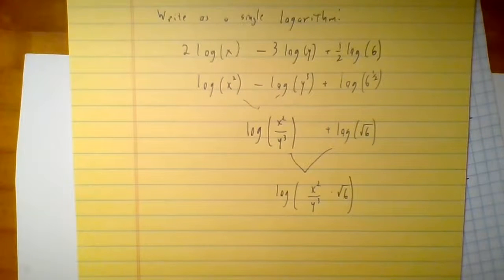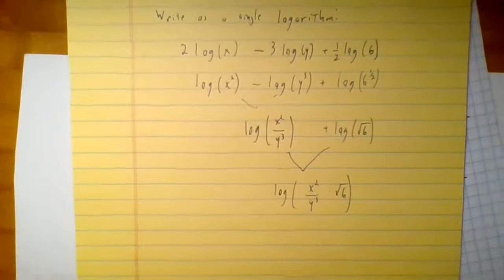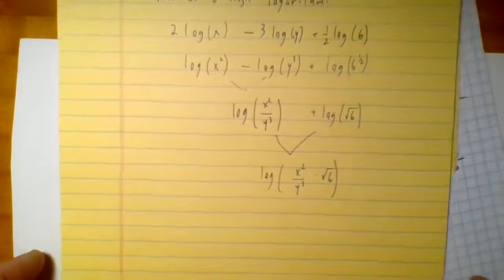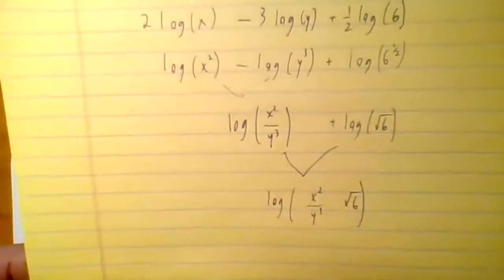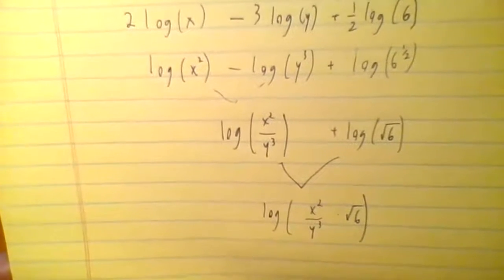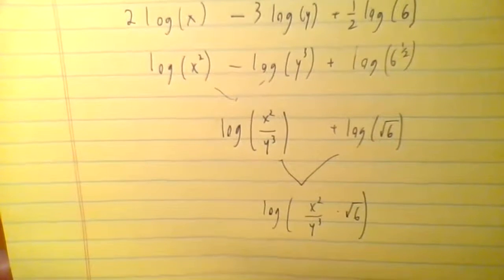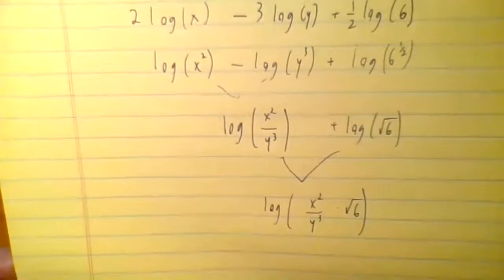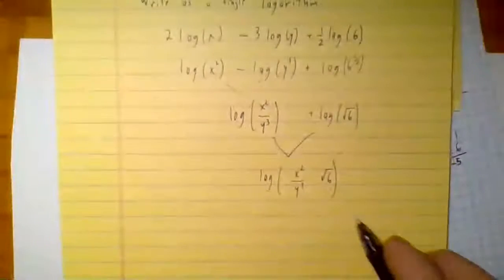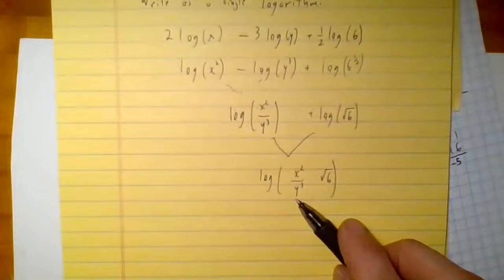That was the conclusion of it. I wrote this up as the other thing was dying, so I don't know how much of this you got. Is this going to be kind of readable? We got it written as a single logarithm. There, that's fuzzy. Log of x squared over y to the third times the square root of 6. That's what you should end up with when you get all that put together.